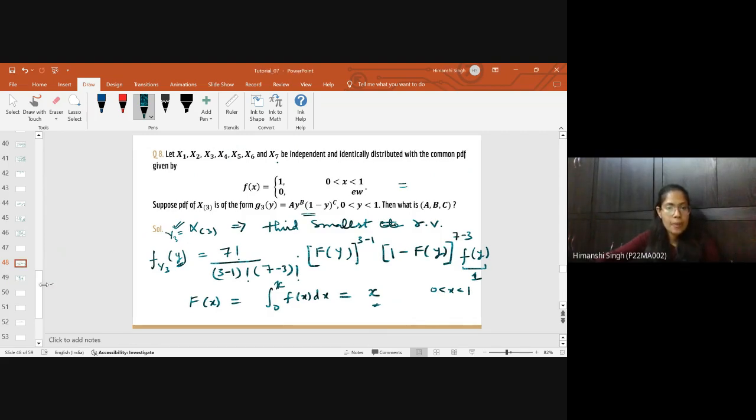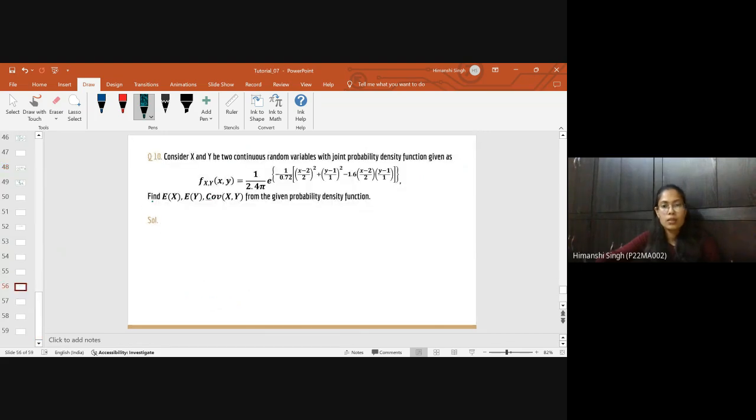Okay. Then I will discuss one more question. So this is a question on bivariate normal distribution. Okay, so x and y are two continuous random variables with joint PDF as given by this quantity. Now you can see that this is the bivariate normal distribution format of the density. So here we have minus 1 upon 0.72 times (x minus mu x upon sigma x) whole square plus (y minus mu y upon sigma y) whole square minus this quantity and all these things.